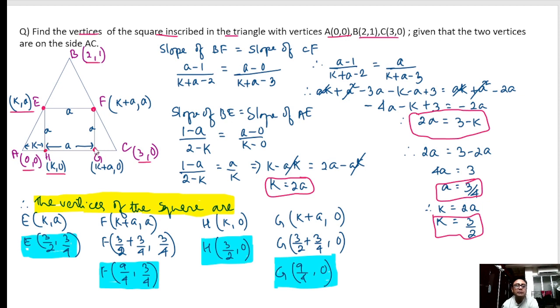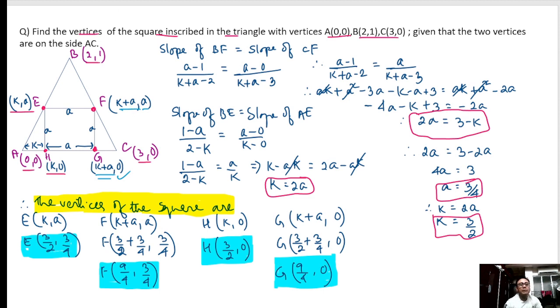Similarly, the coordinate of G will be, see from the origin how far it is. It is K plus A far away from the origin. So the X coordinate is K plus A and Y is 0. Similarly, the coordinate of F will be K plus A comma A. So we got all the coordinates of the square.